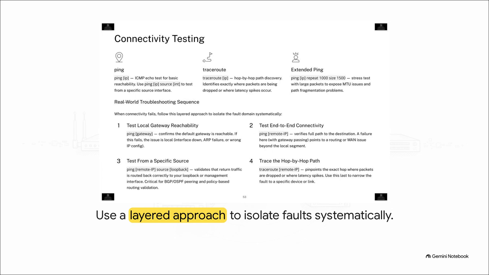Then you test end-to-end connectivity. If that fails, you trace the hop-by-hop path using traceroute. This pinpoints the exact router where the packets are dropping or massive latency spikes are hitting, letting you narrow the fault down to one very specific link.